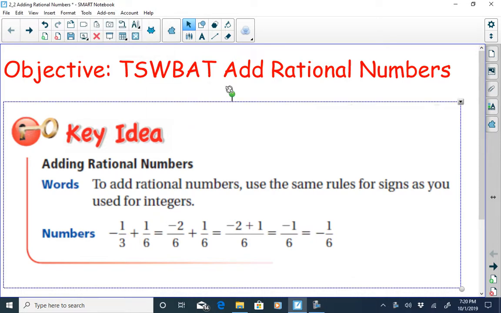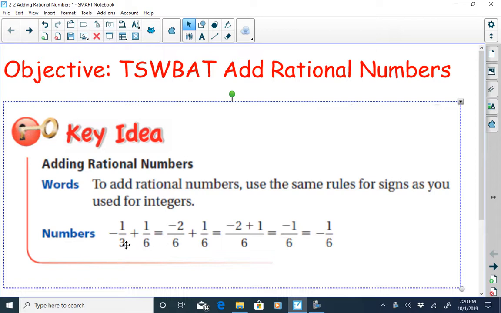Okay, today our objective will be to add rational numbers. When we add rational numbers, we will use the same rules for signs as you used for integers. So, for example, if we have negative 1/3 plus 1/6, first we have to rewrite those fractions with a common denominator.